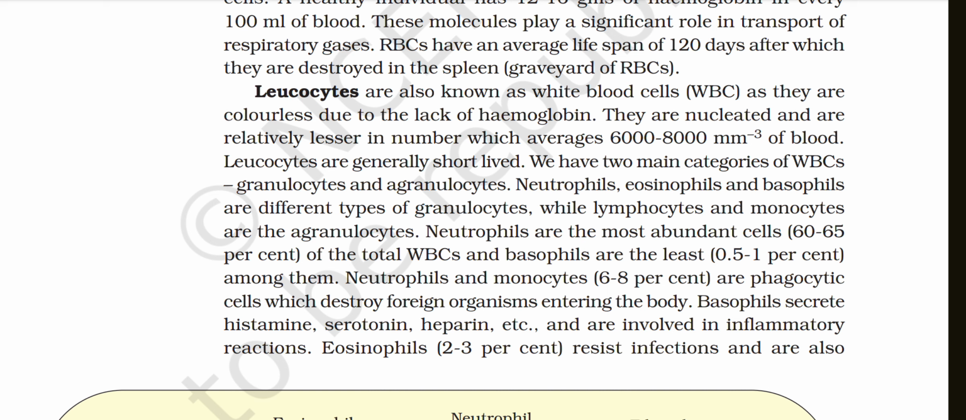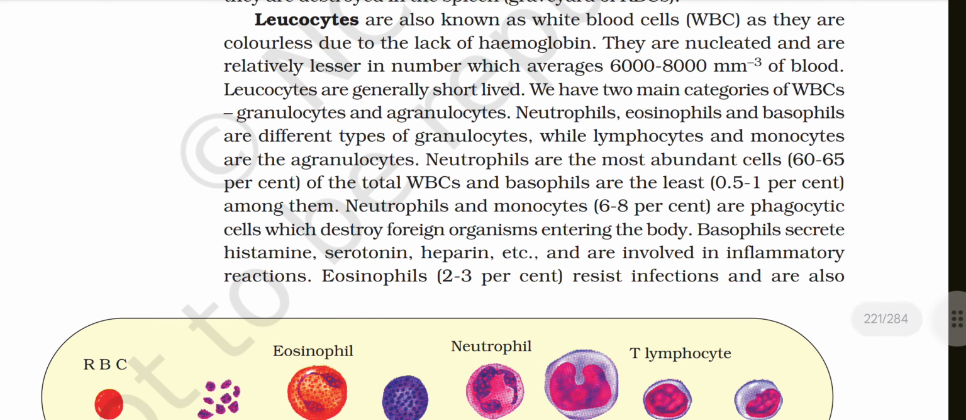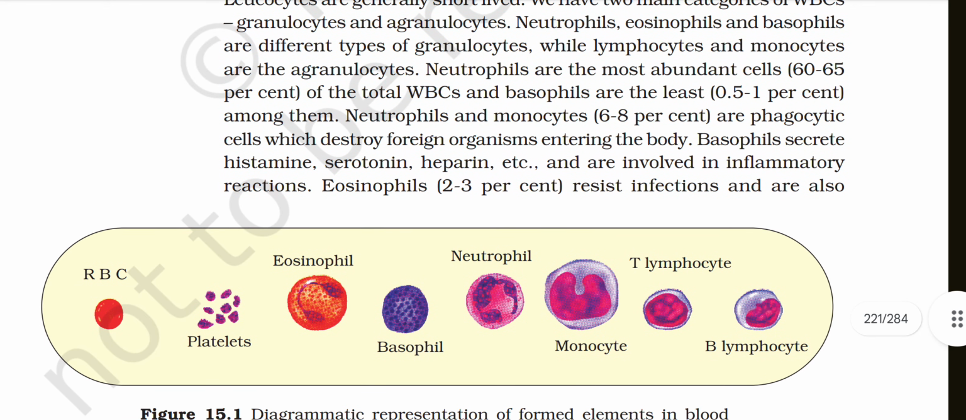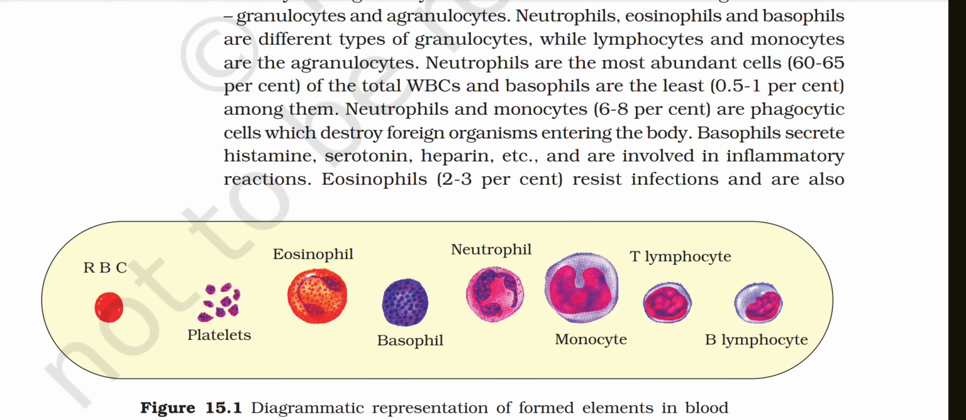So here it comes. Neutrophils are the most abundant cells, that is 60 to 65% of the total WBCs. Basophils, I told you on the basis of that mnemonic also, are the least, that is 0.5 to 1% among them. Then we have to keep in mind these percentages also to remember. Questions will be according to the NCERT lines, right?